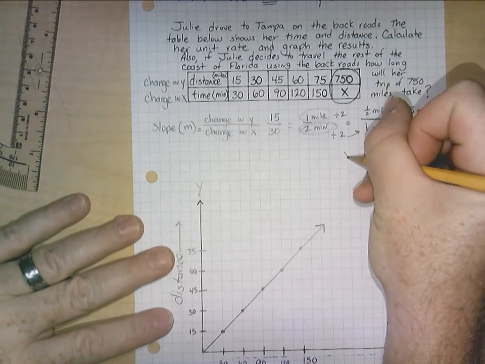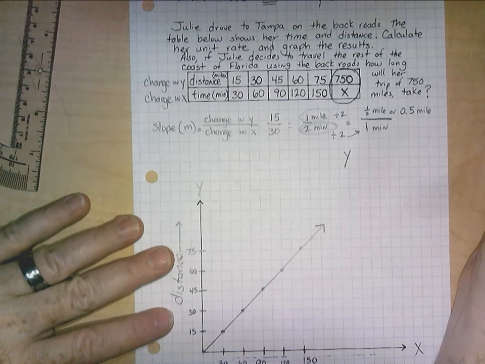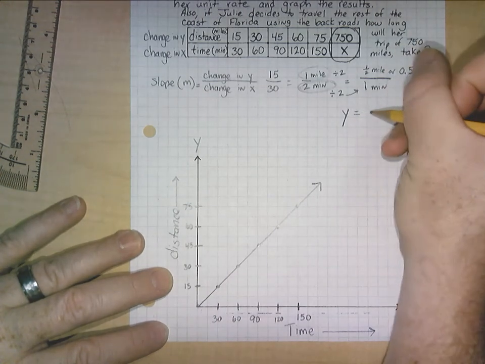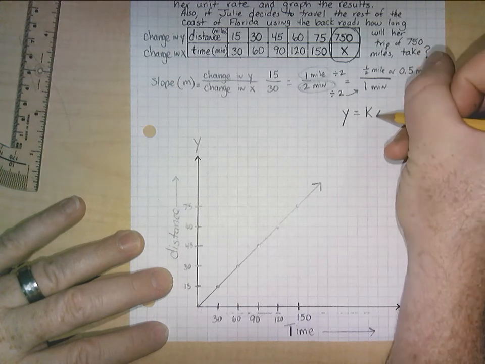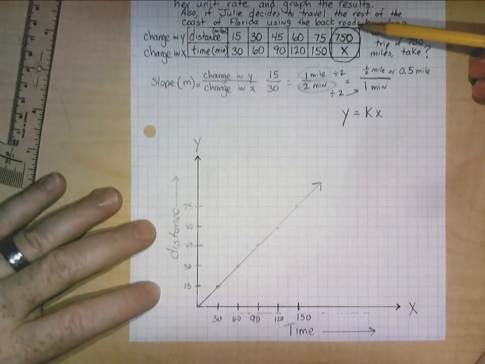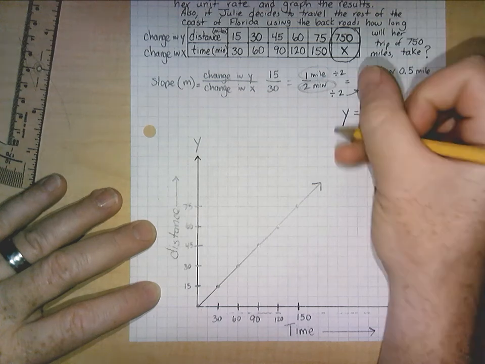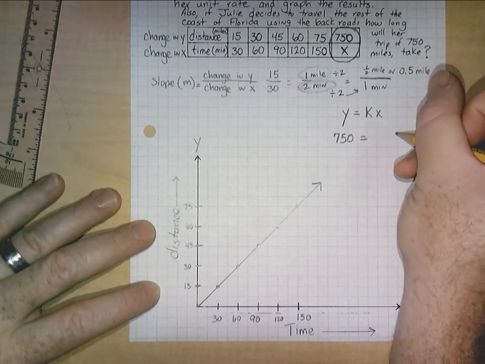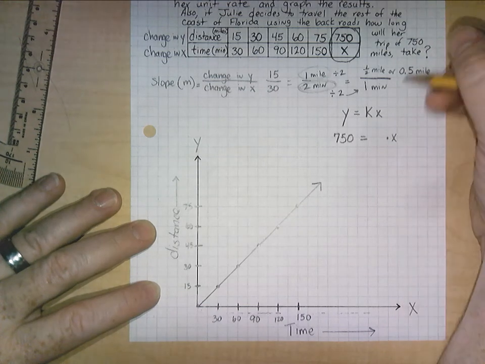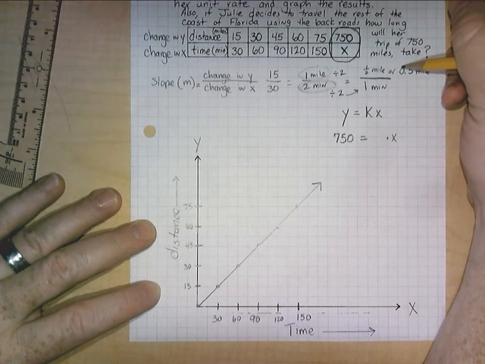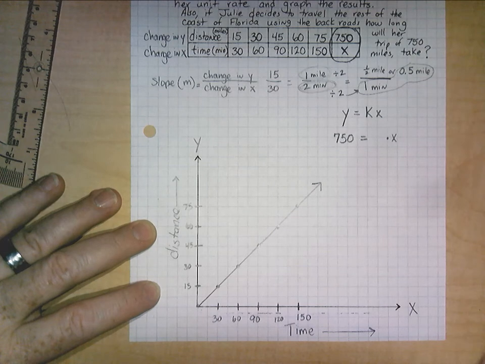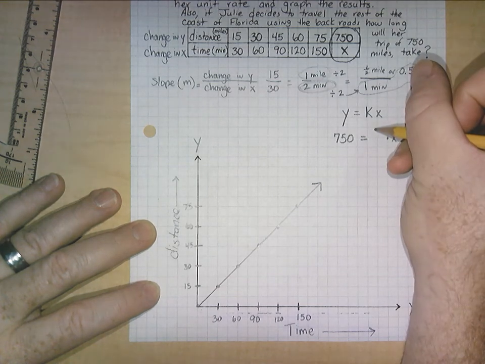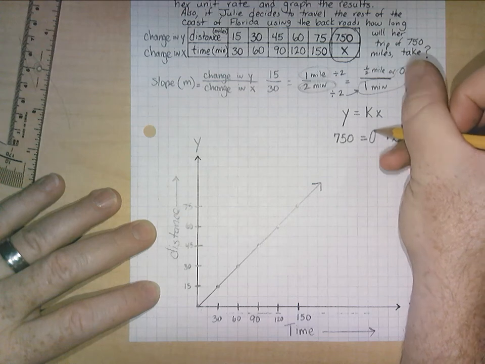Remember, the equation typically on a proportional equation, which basically starts at the origin, starts at 0, is y equals kx, which basically means k times x. If we've got y is 750. Okay, we don't have the x yet, but we do know what k is. K is our rate, our unit rate. It's 0.5 miles per minute. Okay, so 0.5 is going to be right here.